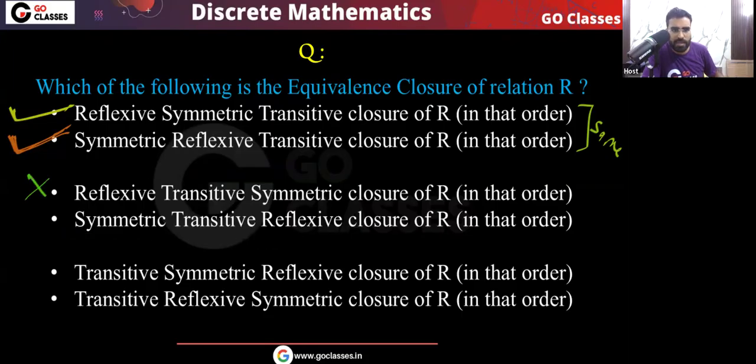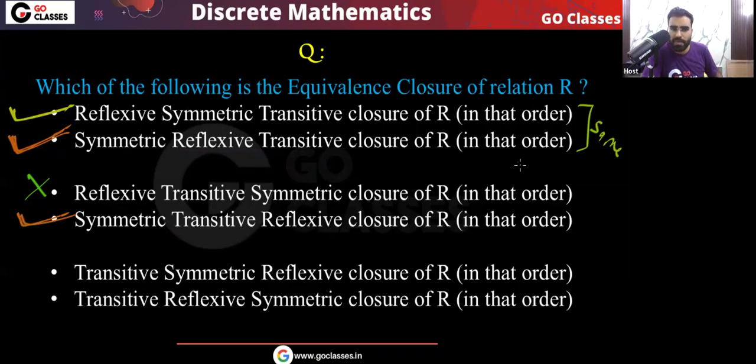What about this one? Symmetric, transitive, reflexive. Notice one thing, that reflexive closure is commutative with symmetric as well as with transitive. Now just focus on this. Symmetric, reflexive, transitive. Can I interchange these two? Can I change the order of these two? Only focus on these two. Reflexive, transitive. Can I change the order? Transitive, reflexive. Yes, I can do that. Okay, so yes. Now remember that this is also same to this.